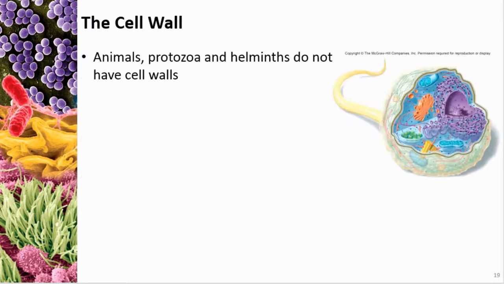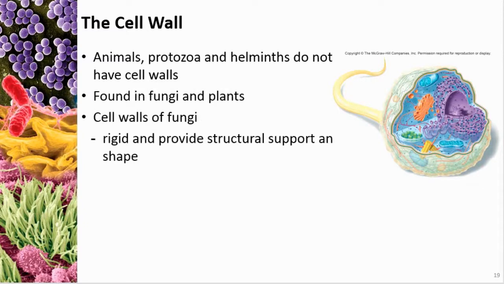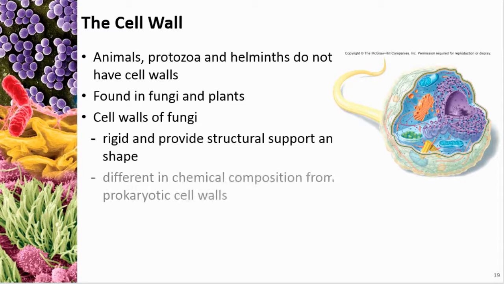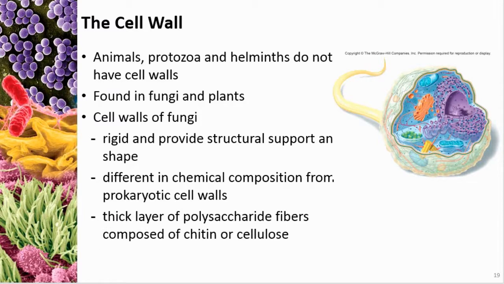Okay, the cell wall. Animals, protozoa, and helminths do not have a cell wall. Okay, we don't have one. So we only see these in fungi and plants. It's rigid and provides structural support and shape. It makes them very, very tough. It's different in chemical composition from the prokaryotic cell walls because it's a thick layer of polysaccharide, in other words, sugars. Literally, the cell wall of a plant is sugar.